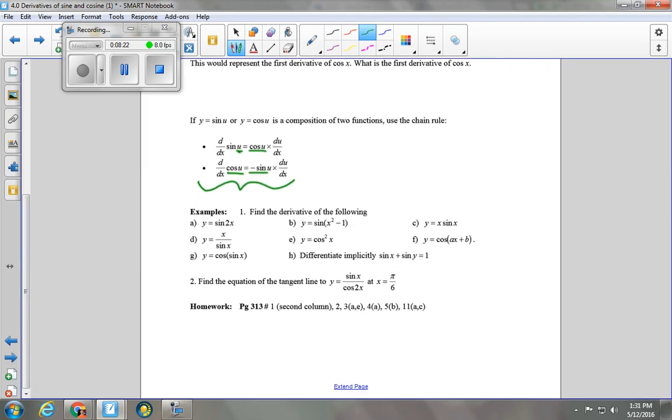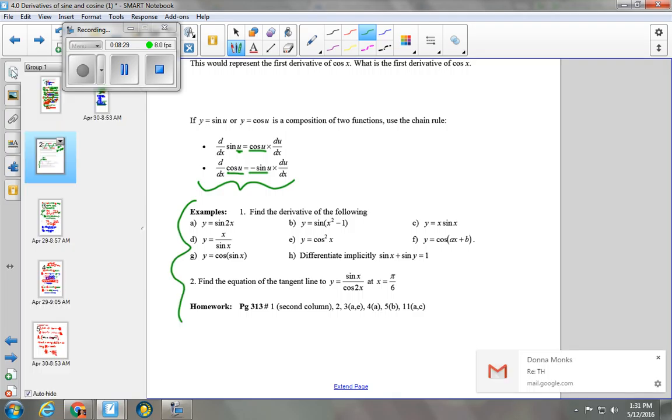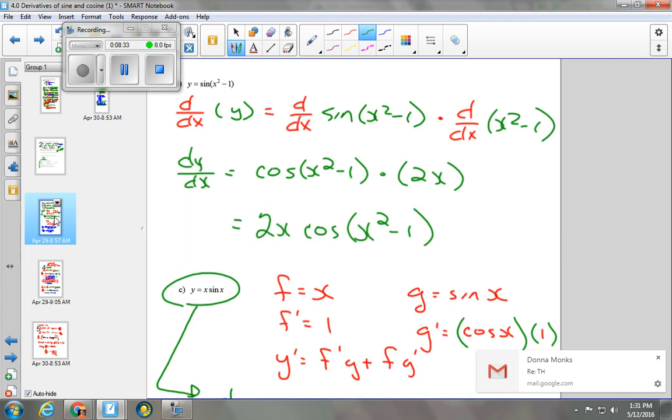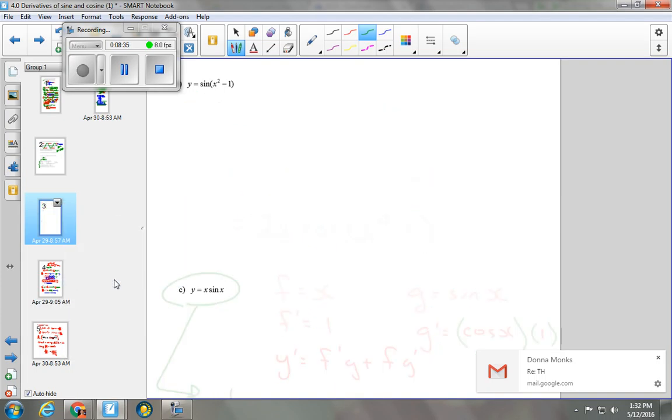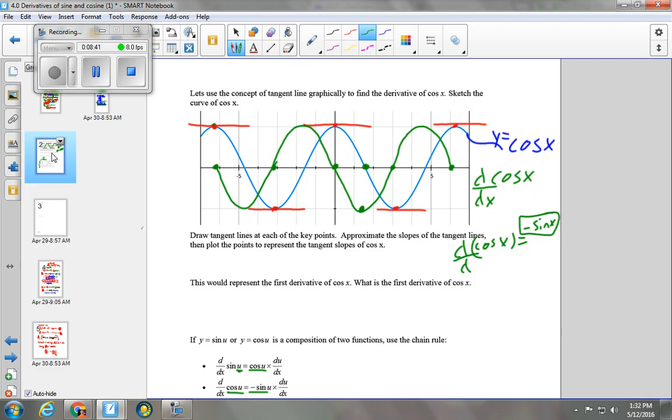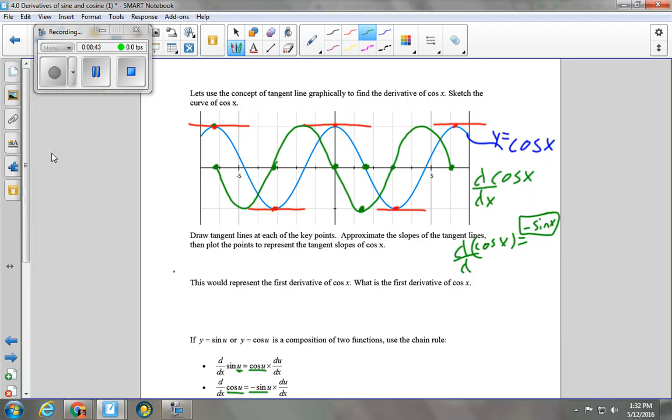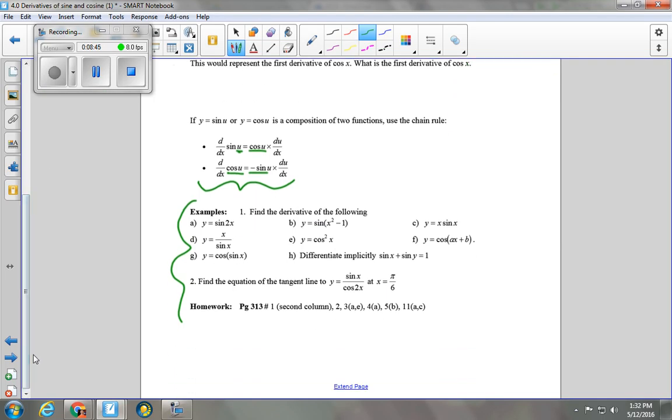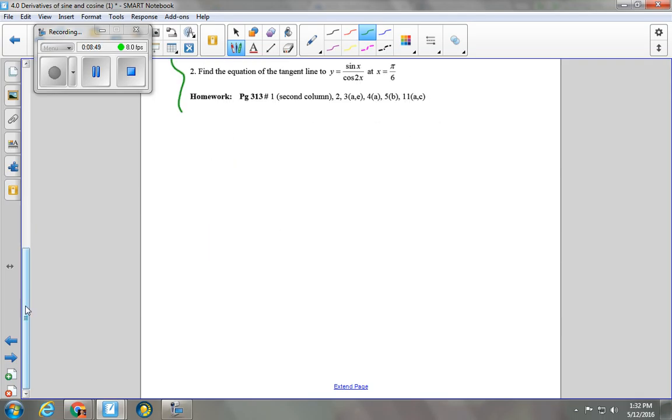Alright, now we've got to do these problems. I forgot to leave you space, but I gave you extra pages so you can write them down. Actually, let's go back and do A down here. Sorry, I'm clicking all over the place. You guys can write it on a different page.